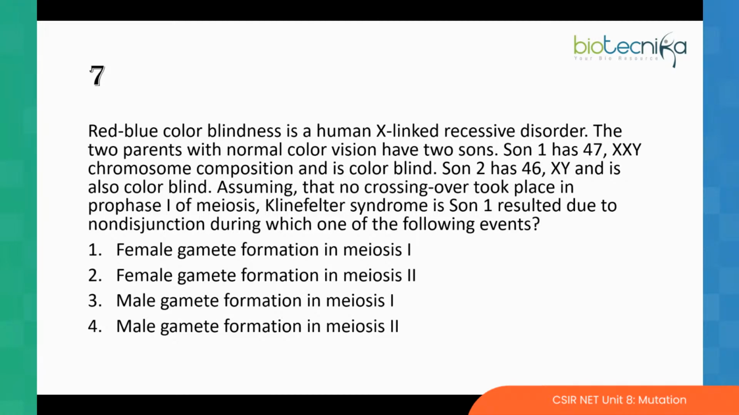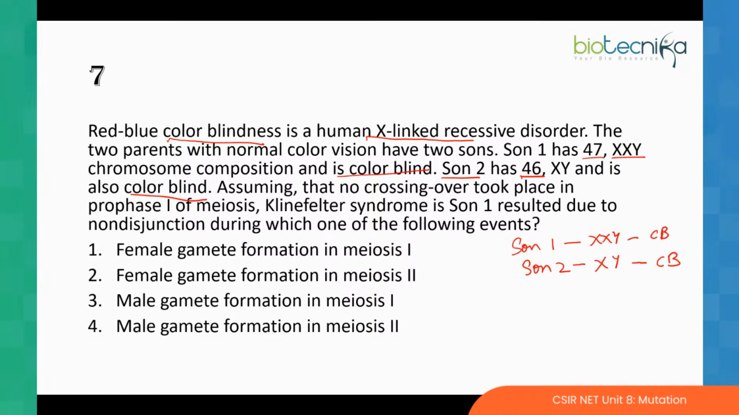Okay, so let's have a look at this question. Red-blue color blindness is a human X-linked recessive disorder. Even though this information is not given to you, you should know it because this is such a popular genetic disorder. Two parents with normal color vision have two sons. Son 1 has 47 chromosomes with XXY chromosome composition and is colorblind. So what do we know? Son 1 is XXY and he is colorblind. Son 2 has 46 chromosomes, so son 2 is normal in chromosome number, but he is also colorblind.